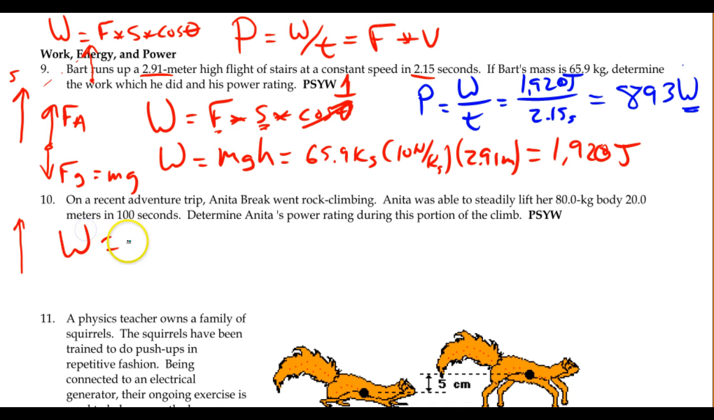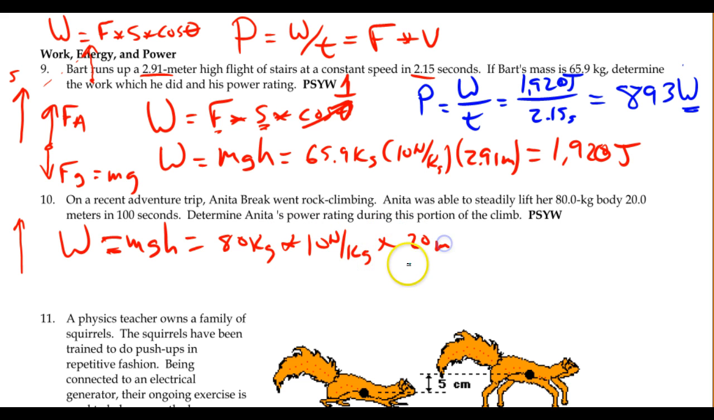So her work is going to be mgh again. That's going to be equal to her change in potential energy. She's 80 kilograms to three significant figures. We're going to multiply that by 10 for simplicity's sake. And we're going to multiply that by her height of 20 meters. So 80 times 10 would be 800. 800 times 20 would be 16,000. That's joules. That's the work that she did.